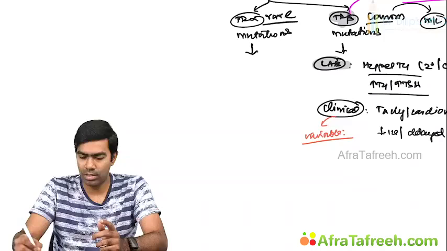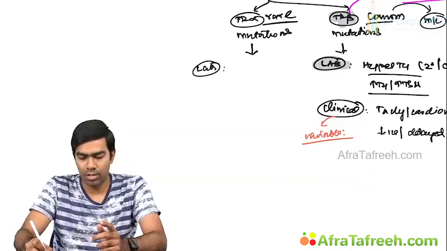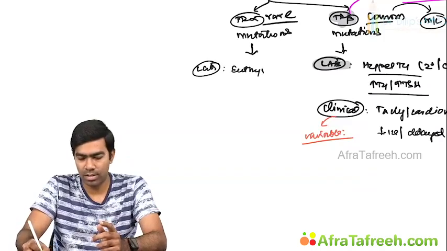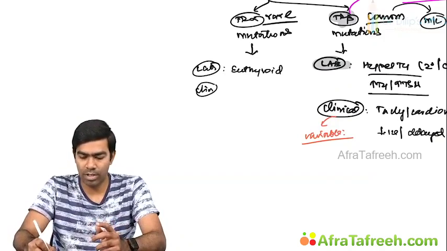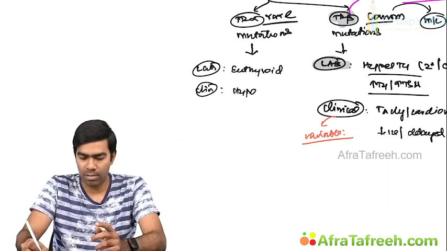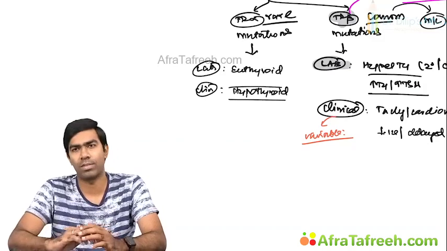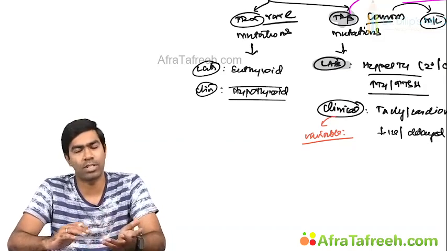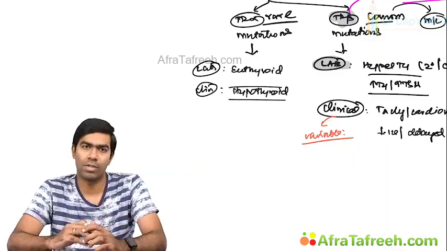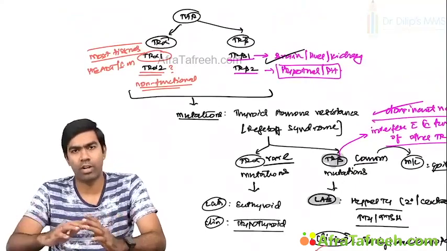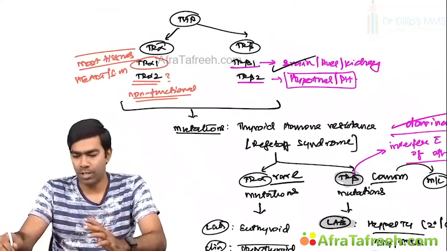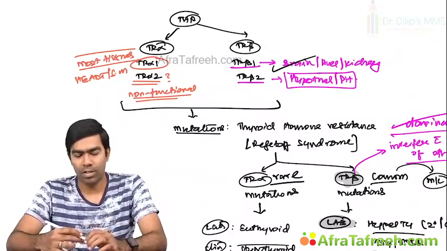So with TR alpha mutations, laboratory-wise they will be euthyroid because TR beta related feedback is normal, but clinically they will be hypothyroid. They will have bradycardia. They can go for effusions. A lot of hypothyroid effects will be there, but it's not well characterized because only 7 to 8 cases have been described in the world. So these are the effects of mutations of thyroid hormone receptors, right? Otherwise referred to as Refetoff syndrome.